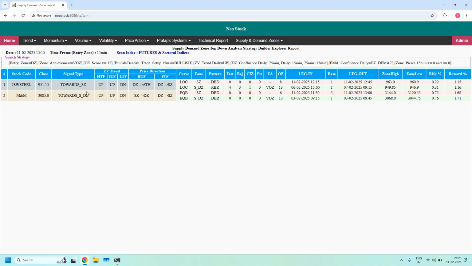Maybe that is the reason why JSW Steel already tested 4 times.